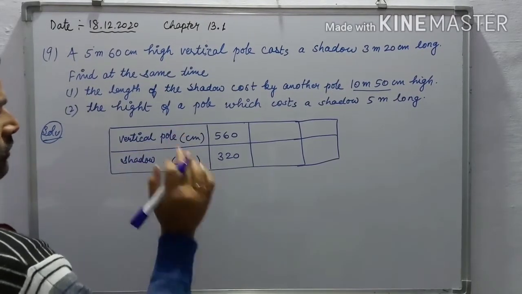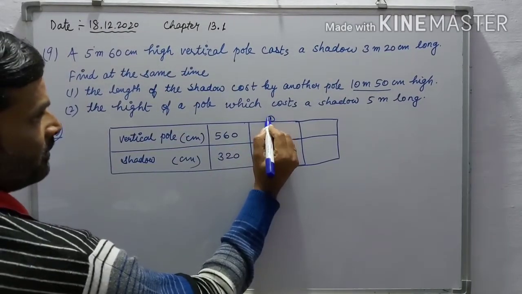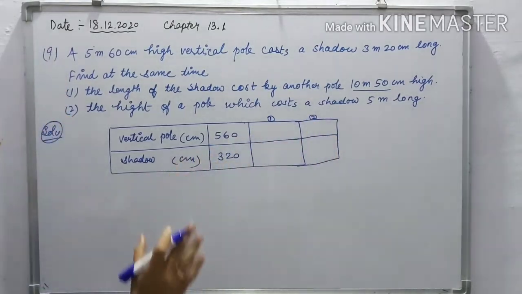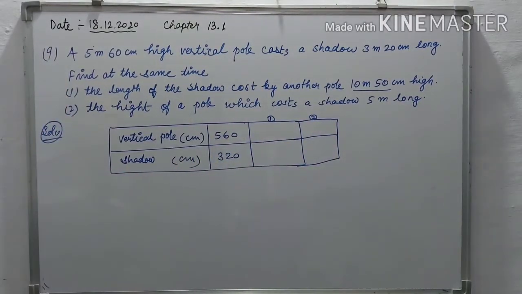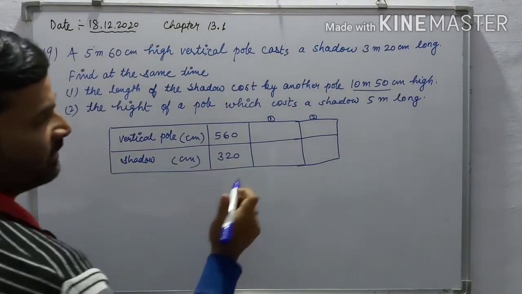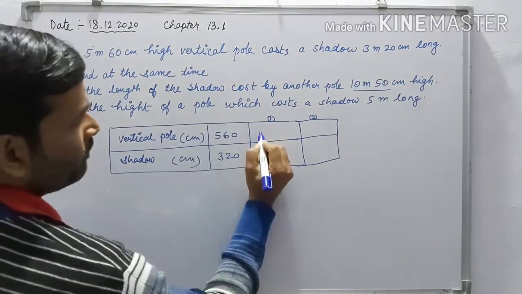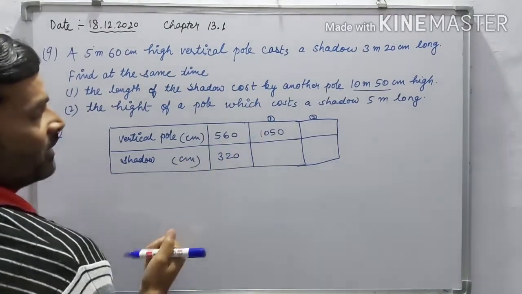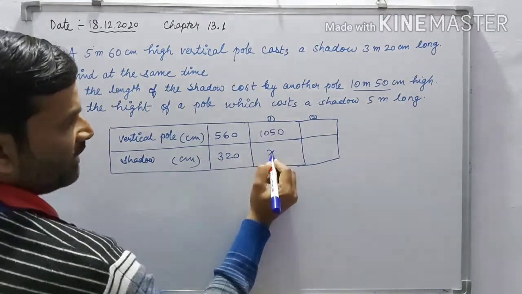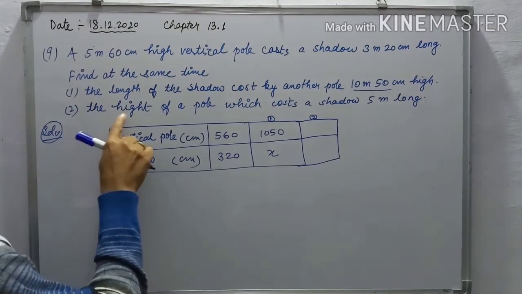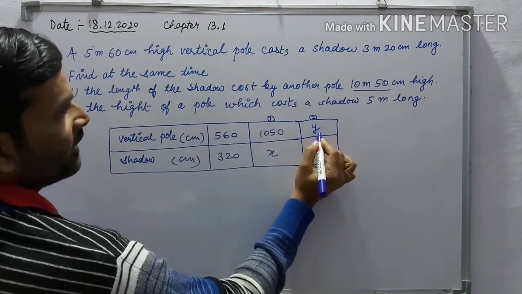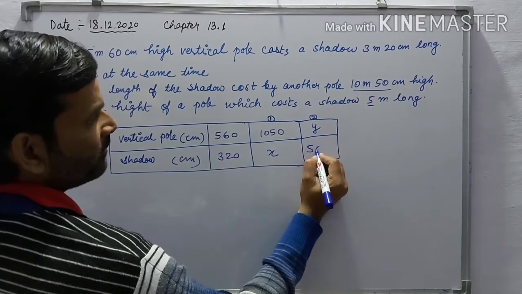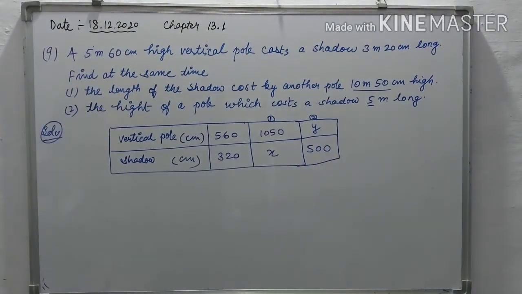Okay, this is the first question, and then the second. There you make only one table and put the values. The height of the pole is 10 meter 50 centimeter, which is 1050 centimeter. The length of the shadow is x. Second, the height of the pole is y, and the shadow is 5 meter, which means 500 centimeter. Okay, now solve.